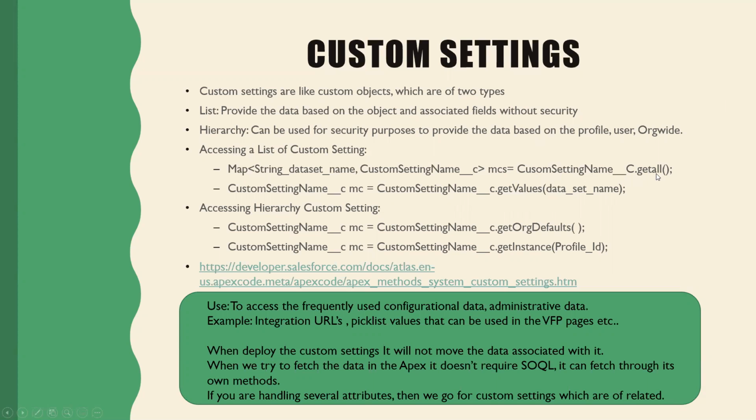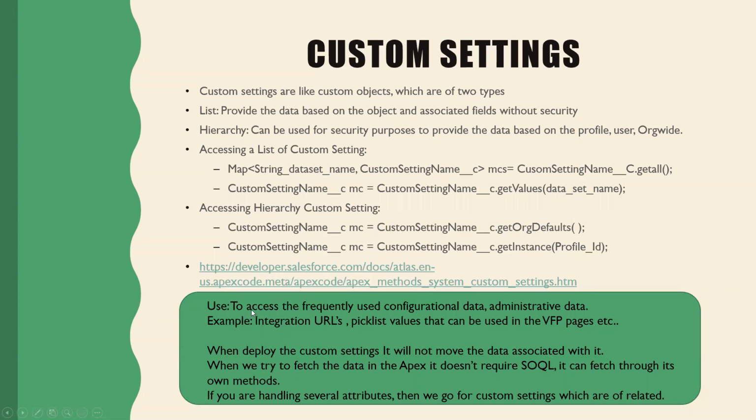The methods are getAll and getValues, and if it is a hierarchy, then we have getOrgDefaults and getInstance. These are the methods available, and I have a link here pointing to the Salesforce forum. It has all the information related to these methods and how we can call them.